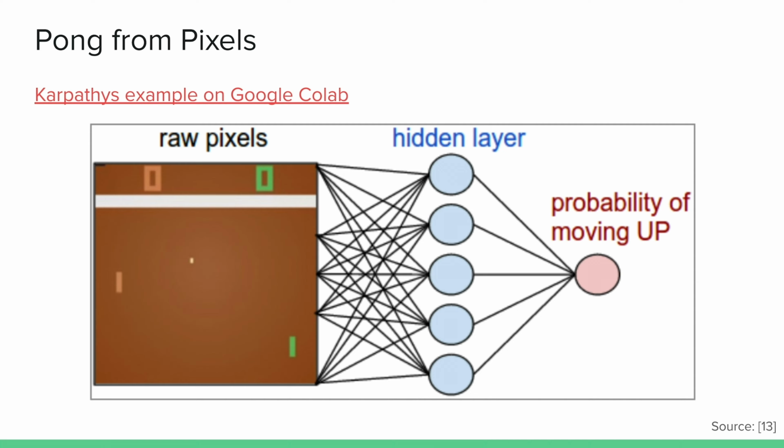This is an interesting example of how you can play Pong from pixels, and we're going to take a look at the code now, how you can use a very simple neural network to learn to play Pong from the raw pixels.